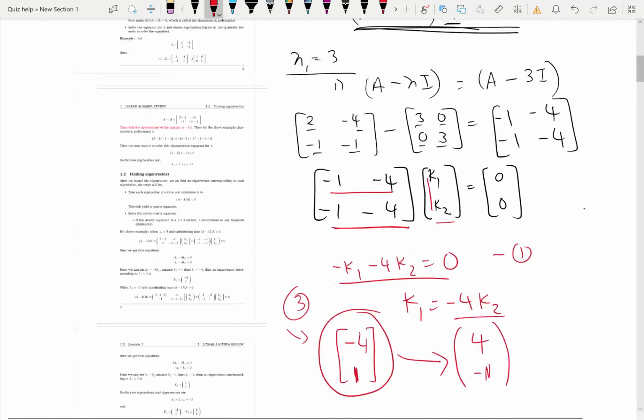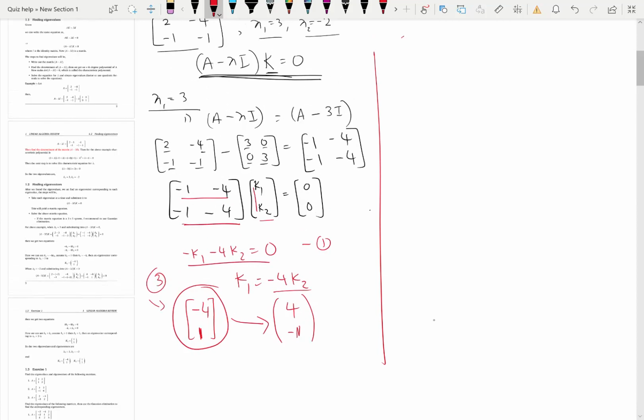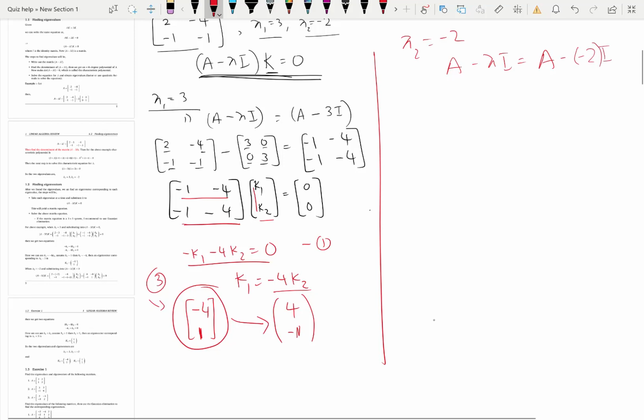So let me just finish by finding the other eigenvector, because you have 2 eigenvalues, so you have to get the other eigenvector. So lambda 2 is equal to -2. So we find A minus lambda I. Now be careful here. Lambda is -2, so A minus -2I is actually A plus 2I. Do you see that? So what is A? 2, -4, -1, -1 plus 2 times I, which is 2, 0, 0, 2. So here it's plus.